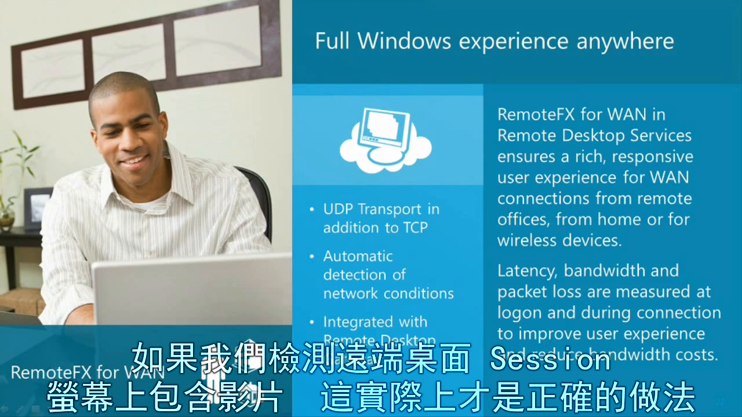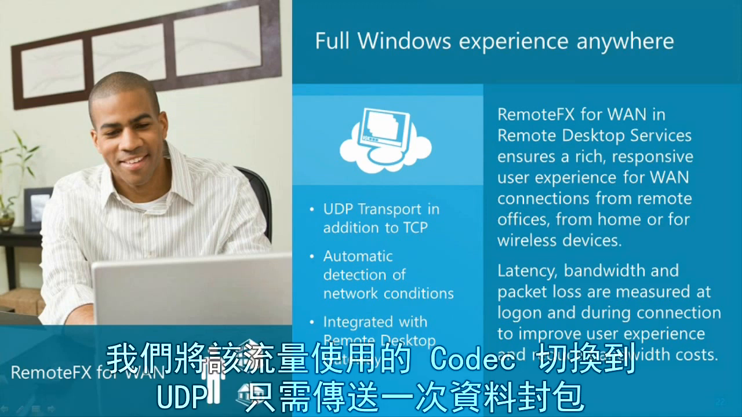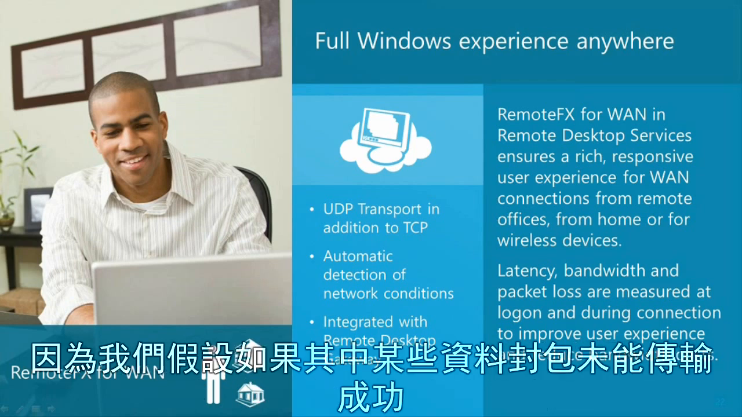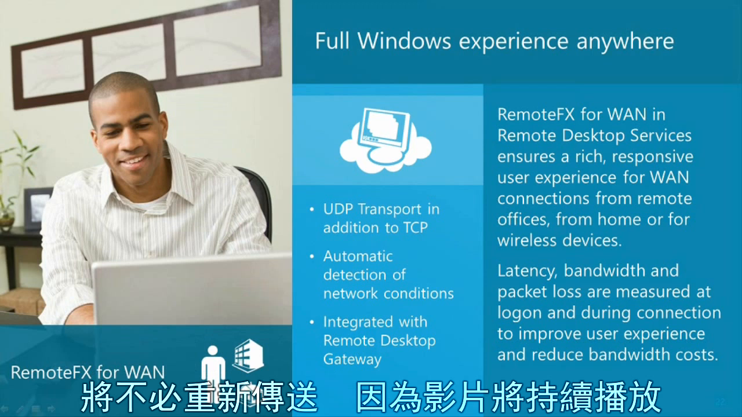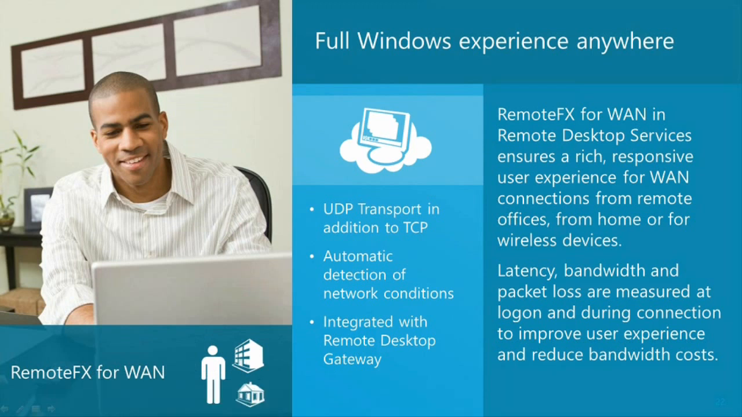If we detect that there is video on the screen as part of a remote desktop session, we switch the codec we're using for that traffic to UDP, and we just send the packets once, because we assume that if some of them weren't delivered, you don't need them to be resent because the video has moved on.